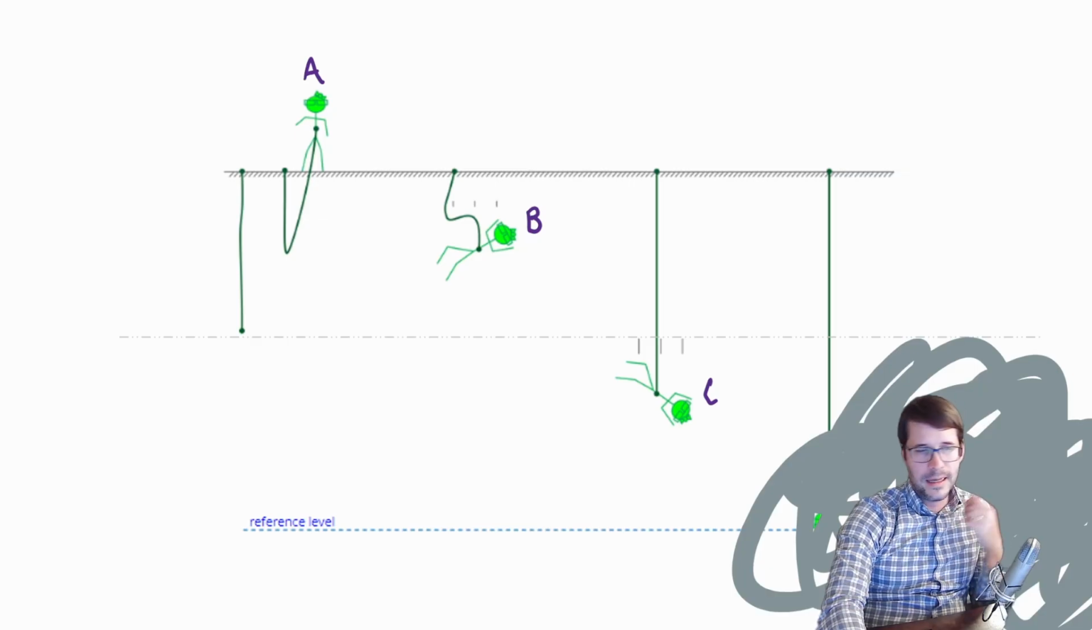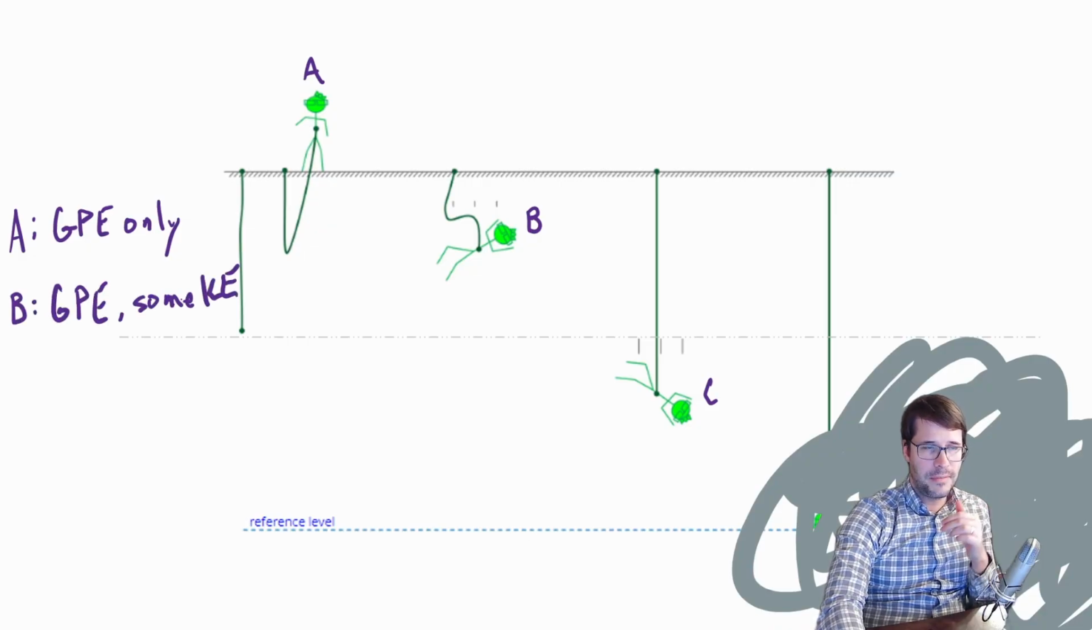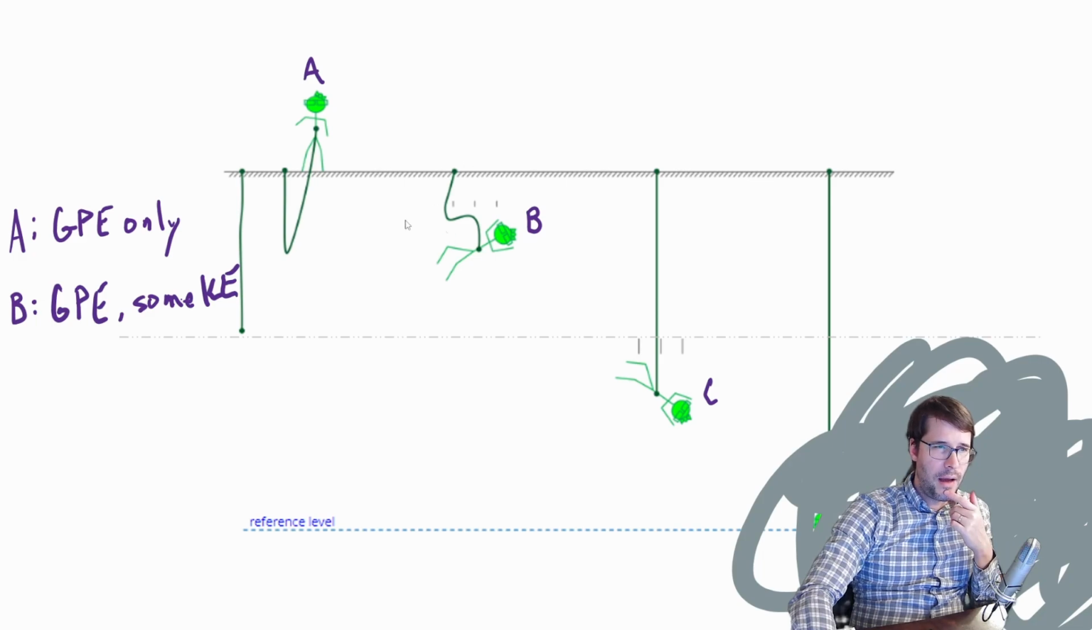All right, so at point A, they're up at the top. They're about to go bungee jumping off the bridge. And so we've got here gravitational potential energy only. At point B, now they're starting to fall down, and they've got gravitational potential energy and a little bit of kinetic energy. Now, I'm not going to say this is spring energy yet because they haven't reached the point.